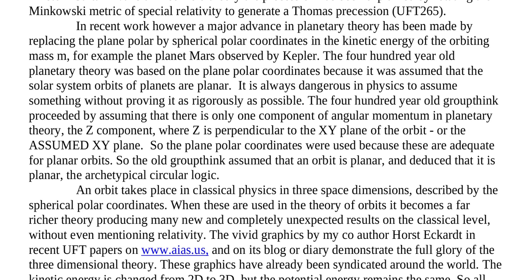The 400-year-old planetary theory was based on the plane polar coordinates because it was assumed that the solar system orbits of planets are planar. It is always dangerous in physics to assume something without proving it as rigorously as possible. The 400-year-old groupthink proceeded by assuming that there is only one component of angular momentum in planetary theory, the z component, where z is perpendicular to the xy plane of the orbit, or the assumed xy plane. So the plane polar coordinates were used because these are adequate for planar orbits, so the old groupthink assumed that an orbit is planar and deduced that it is planar, the archetypical circular logic.